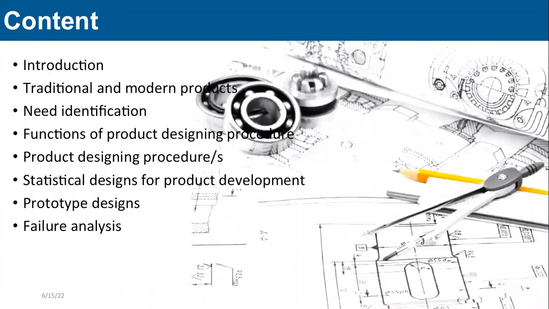As I told you earlier, this is the content I am going to discuss with you: introduction, traditional and modern product development methods, need identification methods, functions of product designing and procedures, statistical designs, prototype designs, and failure analysis. In this course module, we will be discussing some statistical parts, product designing methods, and standard methods. You have to understand all these things, and I'm not going to explain all the theory parts here, so you can read and understand.